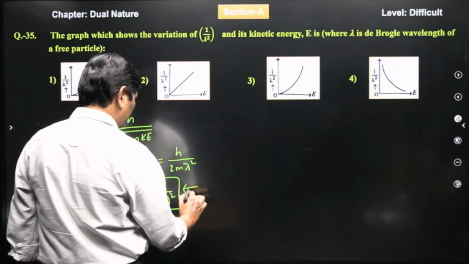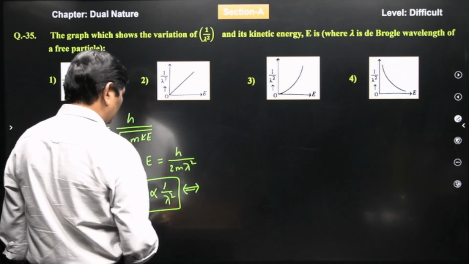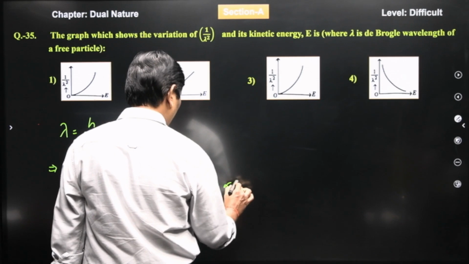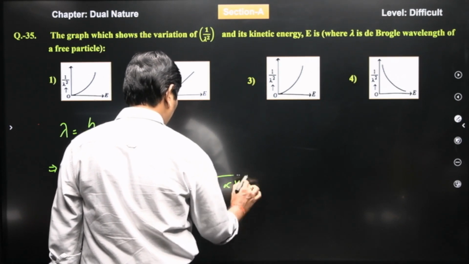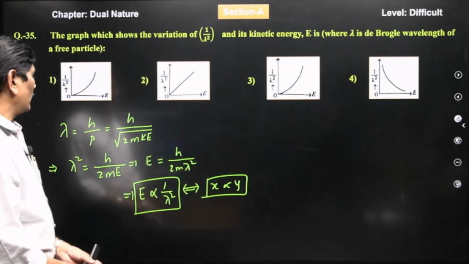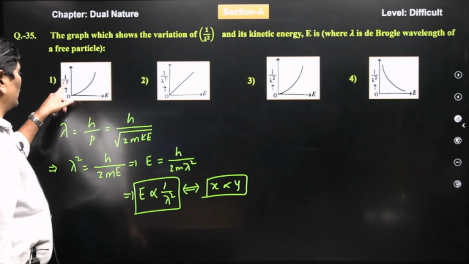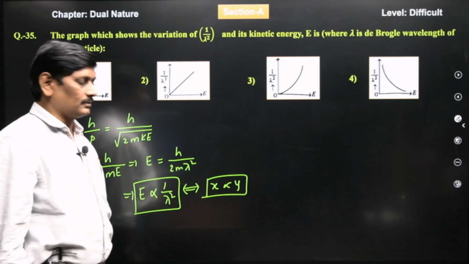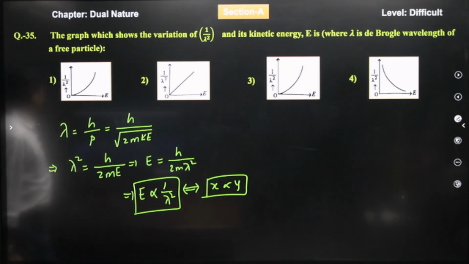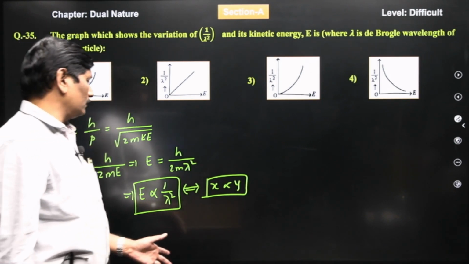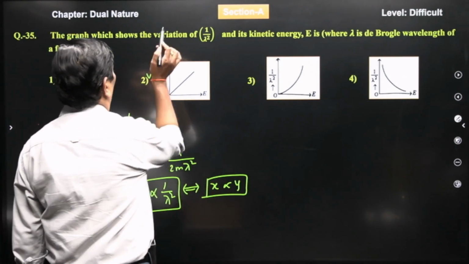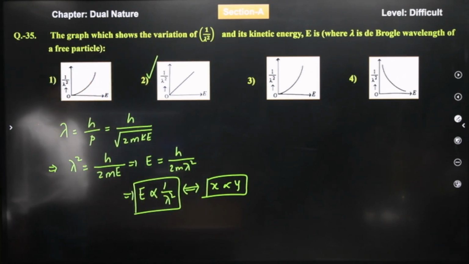In the graph, along the x direction is energy, along the y direction is 1 by lambda square. So you can assume this as x proportional to y. X proportional to y means a linear relation. A linear relation means a straight line, a straight line passing through the origin. So, no other chance.